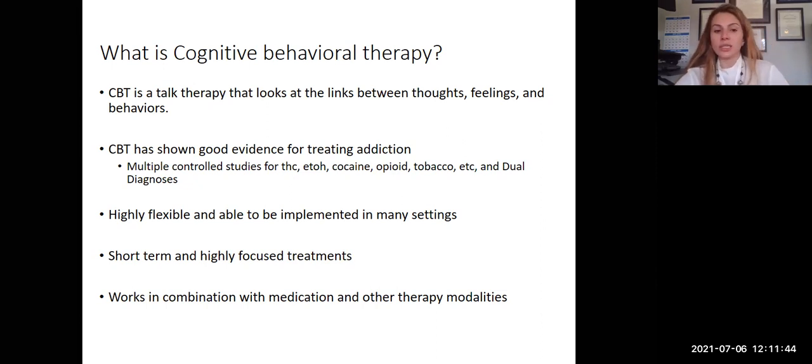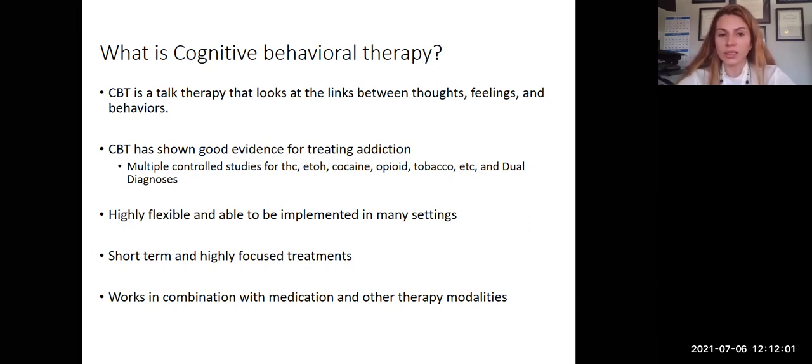In general, CBT is intended to be short-term and highly focused. This is not something patients should be doing for years on end. Like I said, about 3 to 6 months is the average protocol for a CBT-focused therapy.